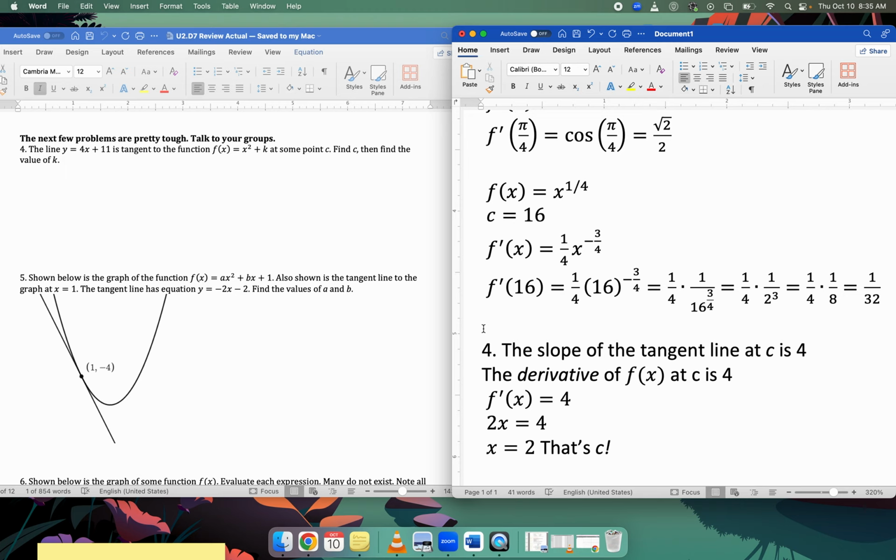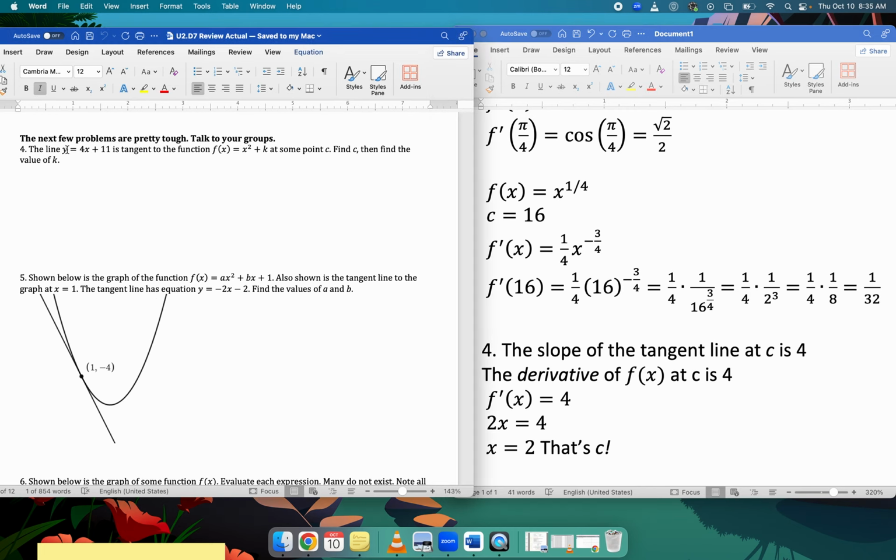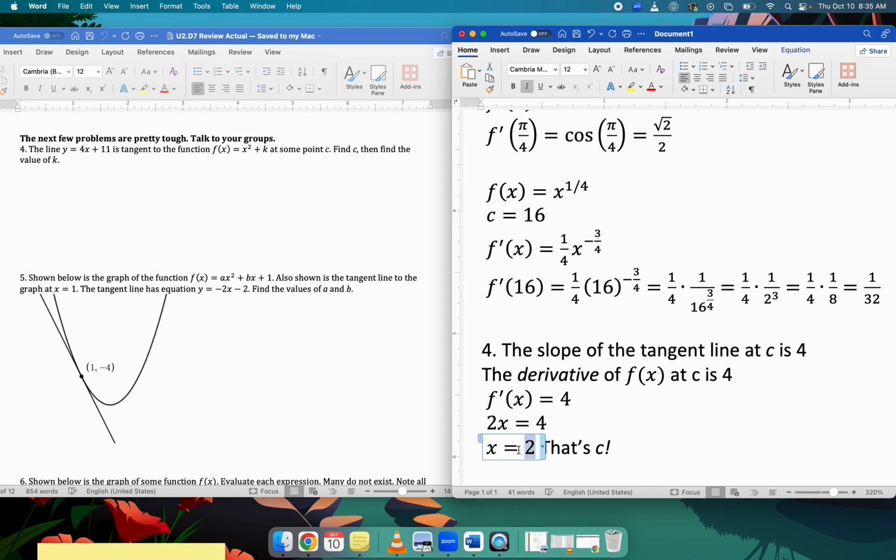So now how do I find k? Well, the idea here is that this equation and this function are actually two functions. This is a function, and this is also a function. And the key insight is that these two functions have the same value at 2. They have the same value at c.